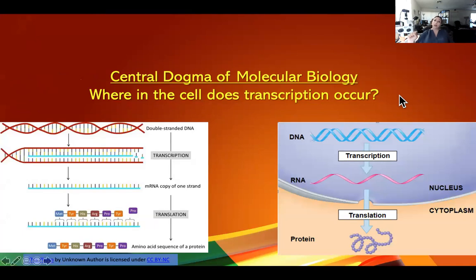So this is what we call the central dogma of molecular biology. And what that means is that your DNA is used to make RNA through transcription. RNA is used to make proteins through translation. So remember, it goes from DNA to RNA to protein. So transcription, which is what you will be learning about first, is when the DNA is used to make that messenger RNA.